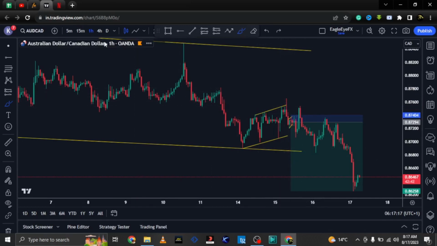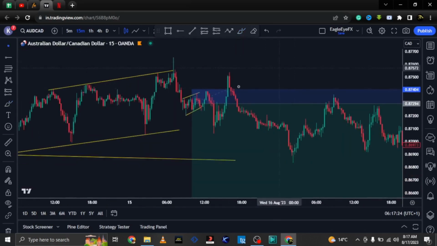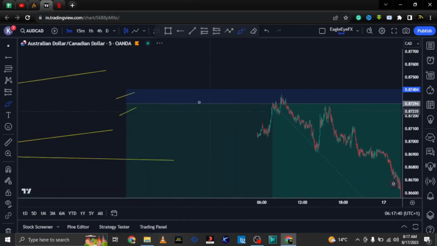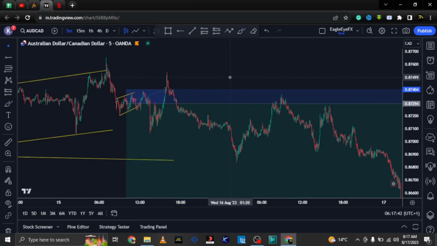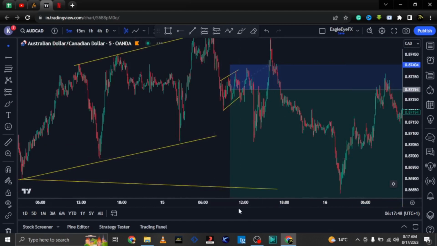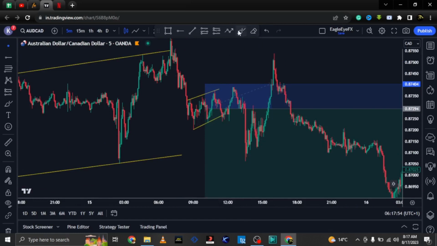So I waited for the impulse move. After this impulse move, I saw this flag over here. You can see there was a small flag here on the 15 minutes time frame, and it also has 1, 2, and 3 touches. If you go to the 5 minutes time frame, you can see it even more clear. Let me lock this first so it doesn't move. You can see how clear it was, because it gave me this 1, 2, and 3.